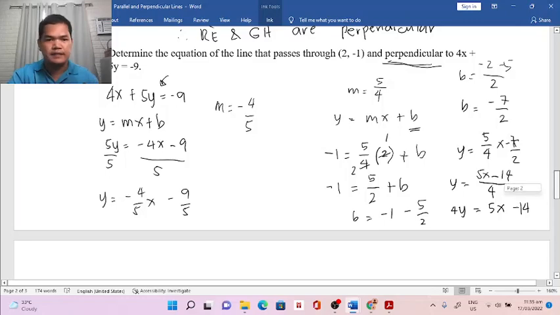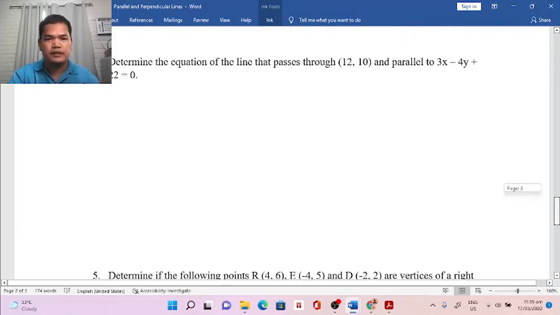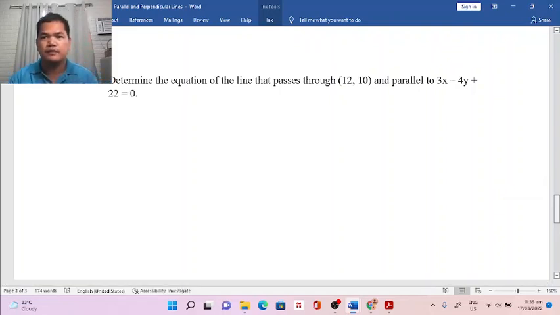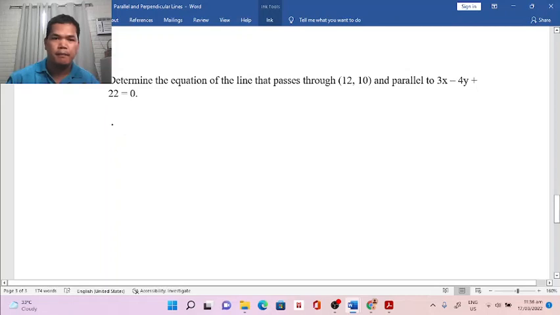And for our last example, determine the equation of the line that passes through (12, 10) and is parallel to 3x - 4y + 22. So we have 3x - 4y + 22 = 0.